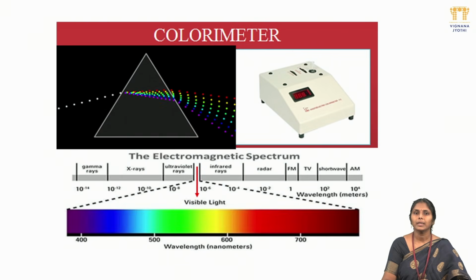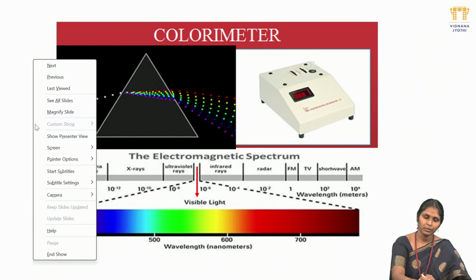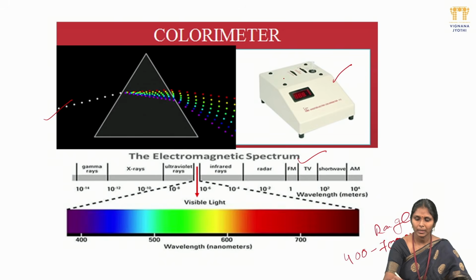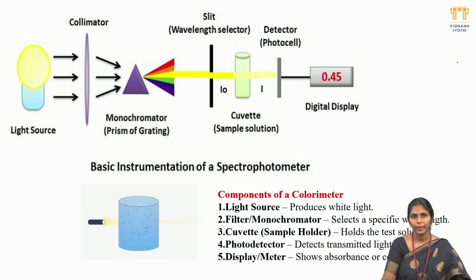Now coming to the colorimetry technique, here we mainly have to focus on what the light is that passes into the solution, what the source of light is, and this source of light in the electromagnetic spectrum, and what its range is. This range is between 400 to 700 nanometers. And what the instrument is, and what the components of this instrument are, we have to learn today. Coming to the schematic diagram of this colorimetric technique, how it works, and what the working principle is, you should know about this.